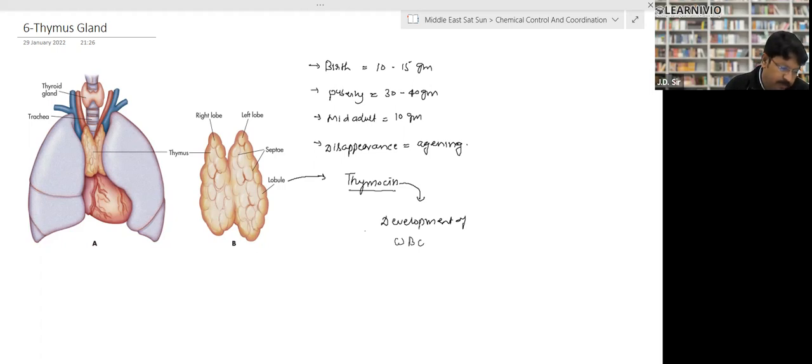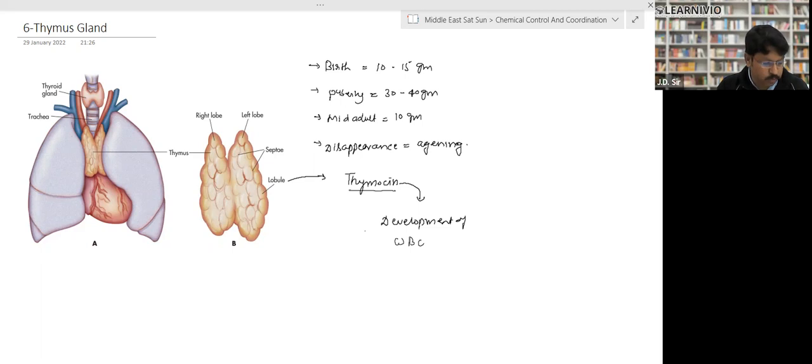Next point. It also hastens the development of aging, right?